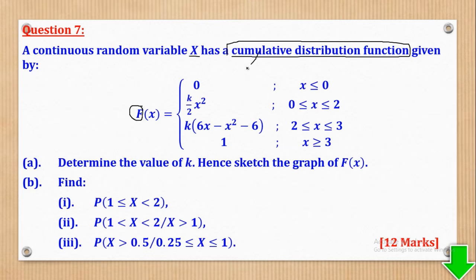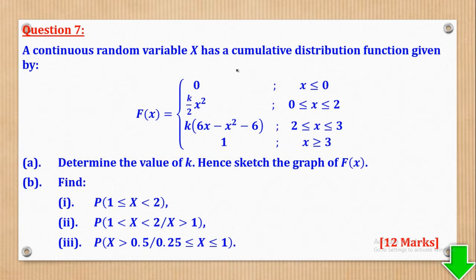For cumulative, f is a capital letter, or uppercase. For PDF, f is a small letter. Another way to distinguish is the last entry. For PDF, here it has to be 0, and here it should be elsewhere. But for cumulative, or capital F, the last entry is always 1, and here it is x greater than this value. So those are the three ways you can distinguish between PDF and CDF in a question.